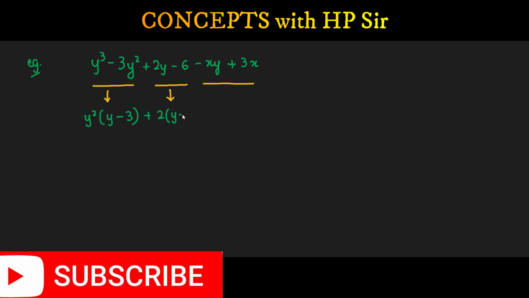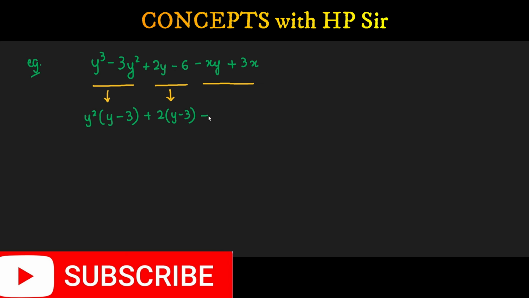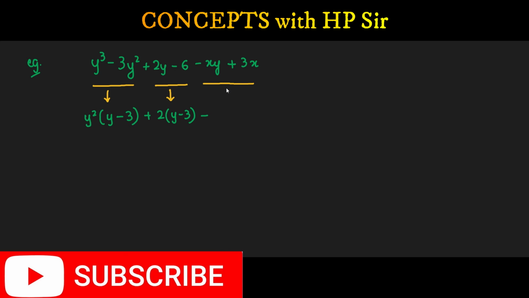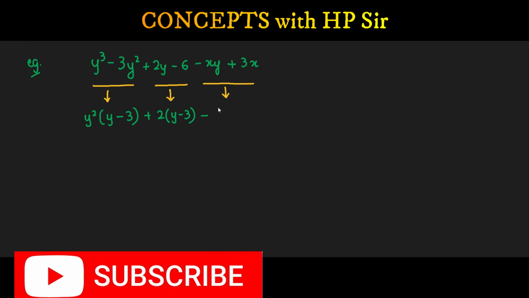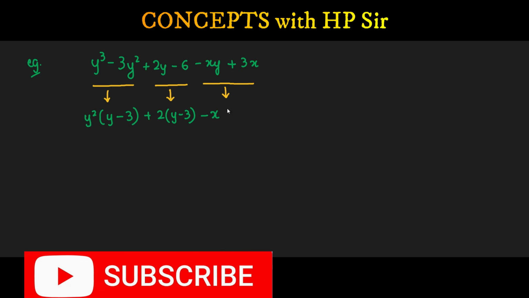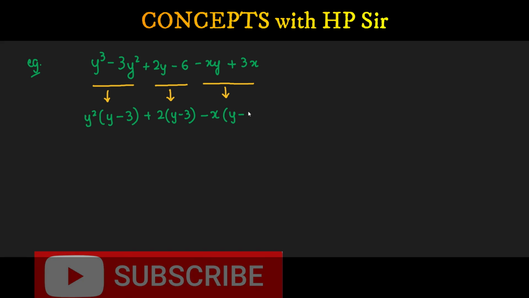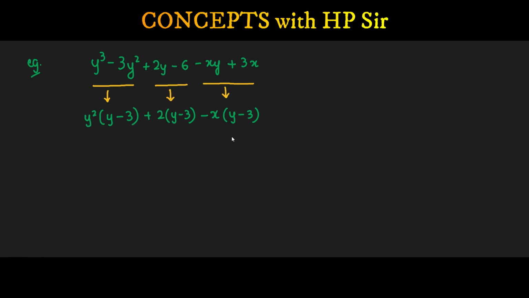So again I'll be left with y minus 3. And in the next two, that is minus xy plus 3x, I can take x common. So I am taking minus x as common, and within the brackets I will get y minus 3, because minus x into y will be minus xy and minus x into minus 3 will be plus 3x. Now you all can see that in all three terms, y minus 3 is common.